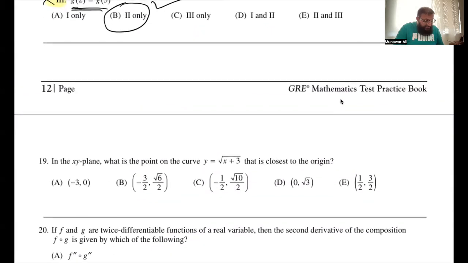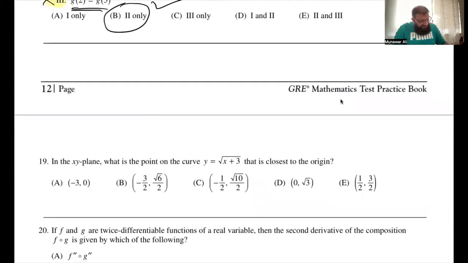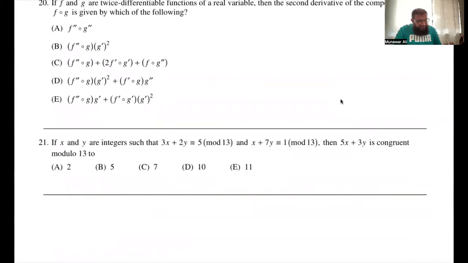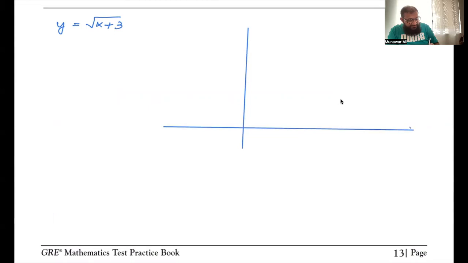This is a very good question. It says that in the xy plane, on this curve, what is the closest point to the origin? I will draw the graph of the curve. I know the graph of square root of x. I can also draw the graph of square root of x plus 3. So I'm doing it over here. So y is equal to square root of x plus 3. And obviously, I'm going to make the grid.